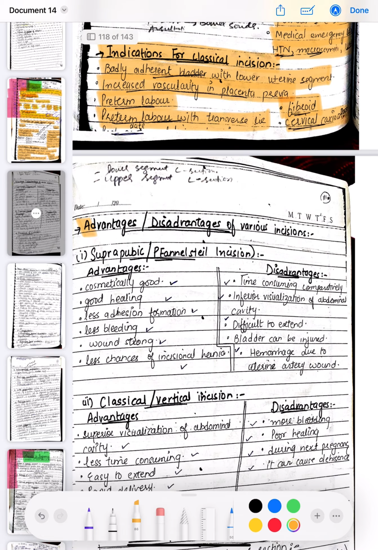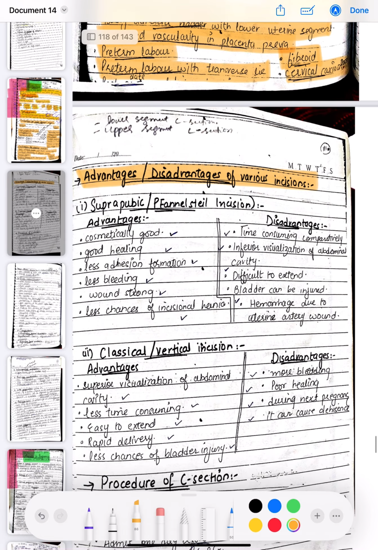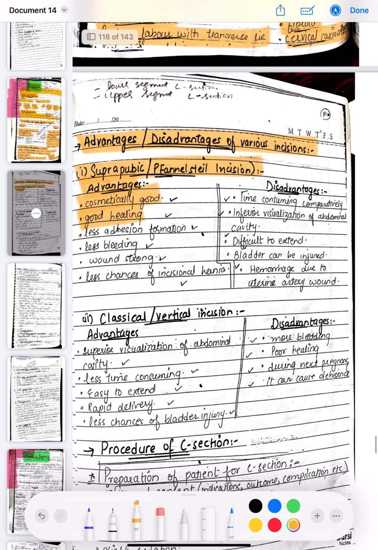Now the advantages and disadvantages of various incisions. For suprapubic or Pfannenstiel incision, the advantages are cosmetically it is good, it has good healing, less adhesion formation, less bleeding, wound strong and less chances of incisional hernia. The disadvantages are that it is comparatively time consuming, inferior visualization of the abdominal cavity, it is difficult to extend and bladder can be injured, hemorrhage due to uterine artery wound.